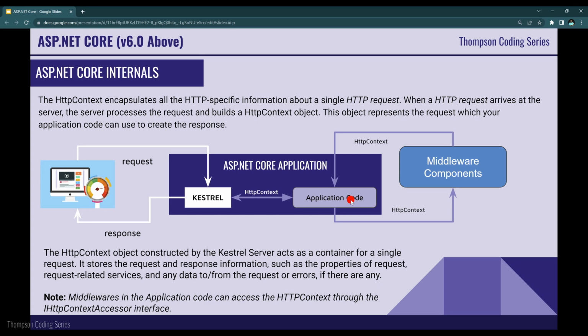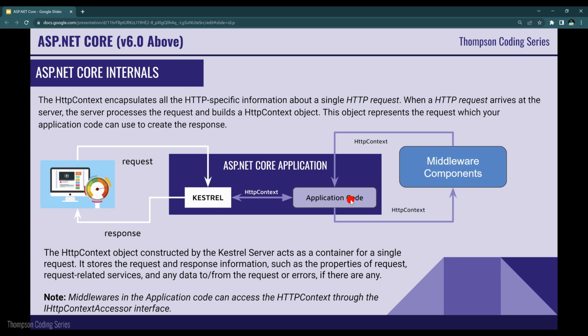For you to understand an ASP.NET Core application, it is vital for you to recognize what we call the HTTP context object, because it represents the lifecycle of every request that lands on your server. Middlewares in an application code can access the HTTP context through the HTTP context accessor interface. That is just for you to know and remember. That's why I'm putting those details out there for you to see.